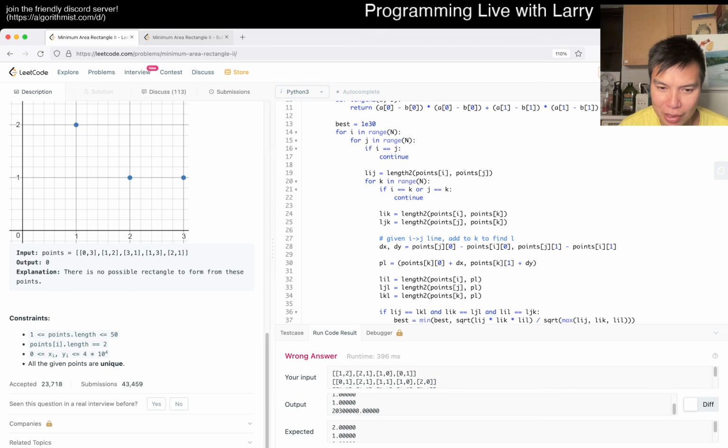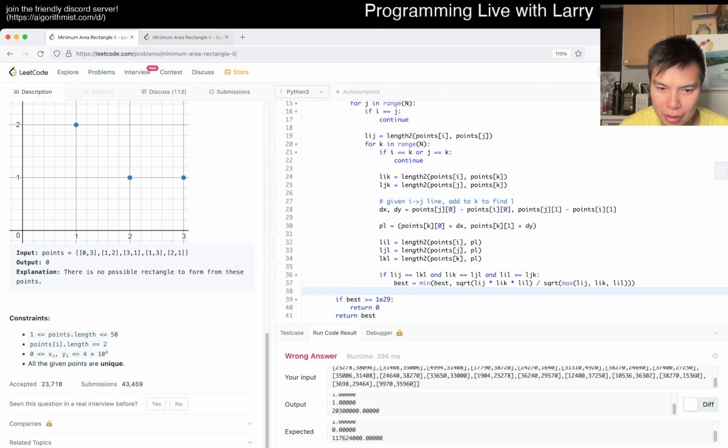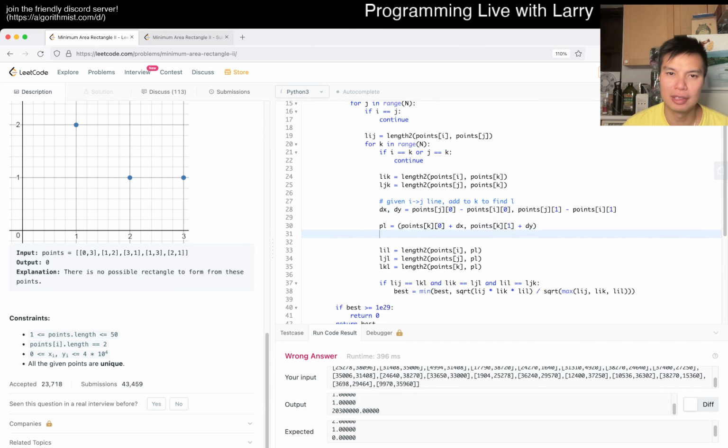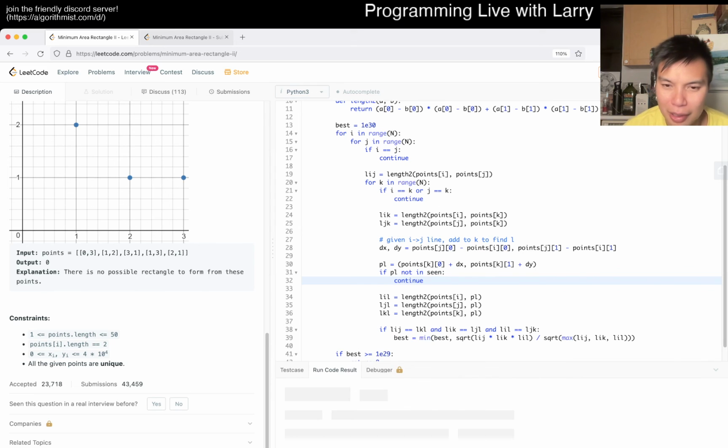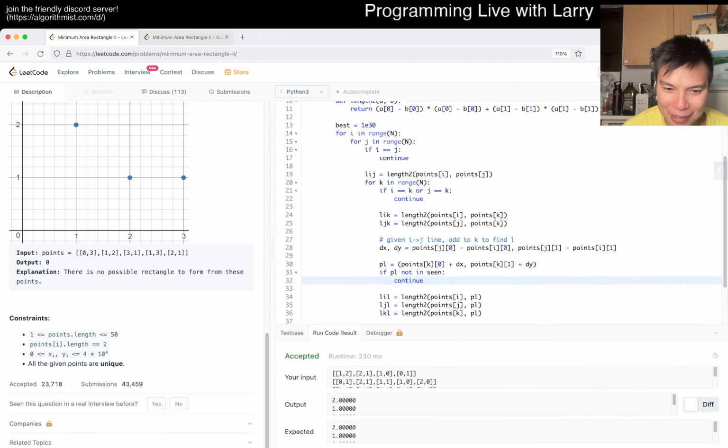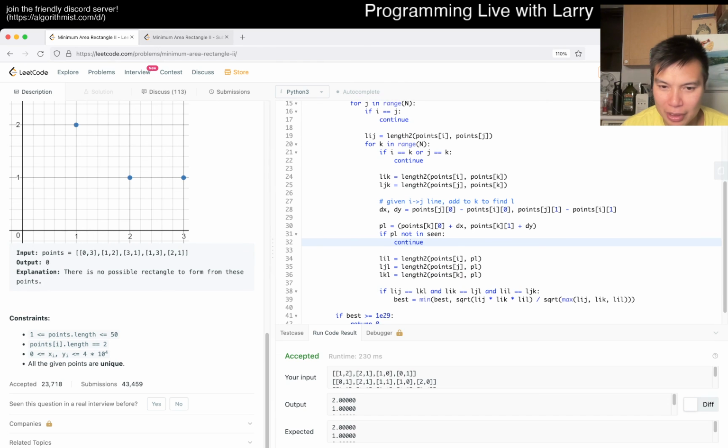Okay, this is the wrong answer, though. Why is that? My answer is smaller than expected, which is not. Oh, well, also, I guess I also have an answer for this one. But, oh, I'm dumb. I forgot to check. So, of course, my answers are better. So here, I have to check if PL is not in scene, we continue. Oh, wow, what a silly mistake. I mean, that was the whole point of this optimization, but I just forgot about it because I was focused on the other parts. So that looks okay.